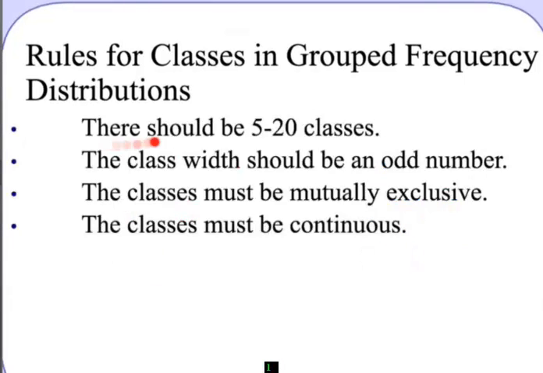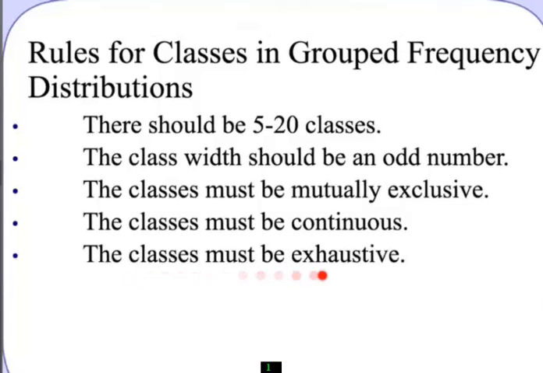This just reiterates that there should be between 5 and 20 classes. The class width should be an odd number. Classes should be mutually exclusive. And just like I was saying a moment ago, they should be continuous, meaning there should be a class for everyone. Even if I go back in and add some numbers to my data set, I should be able to add anything between that's within my range and get it into one of the classes.